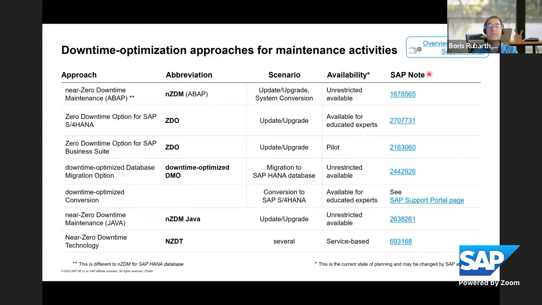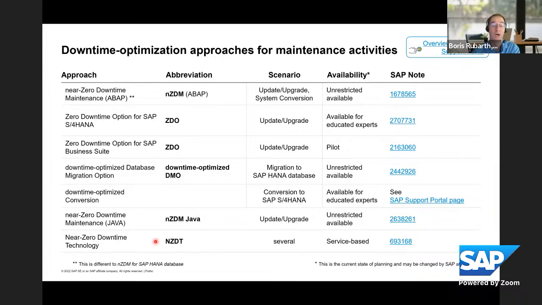Most of them are described in an SAP Note. So you see the SAP Note related to those scenarios. And especially it's easy to get confused because some of those approaches have a similar name. In the up above, we have the near zero downtime maintenance for ABAP. That is an example for update and upgrade scenarios as well as system conversion. And this is available within the tool, so there's no restriction. And we have down below a line where we see a similar name, nZDT.